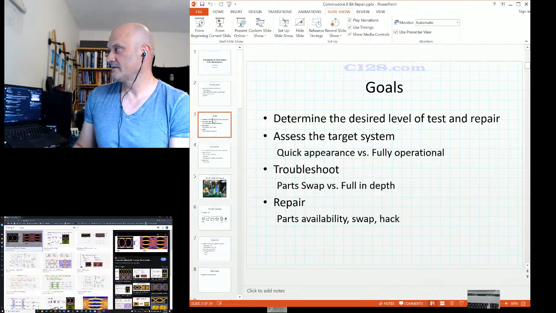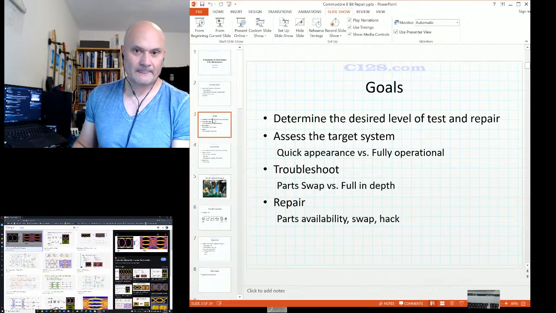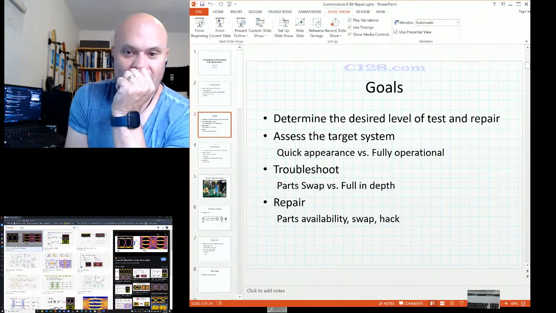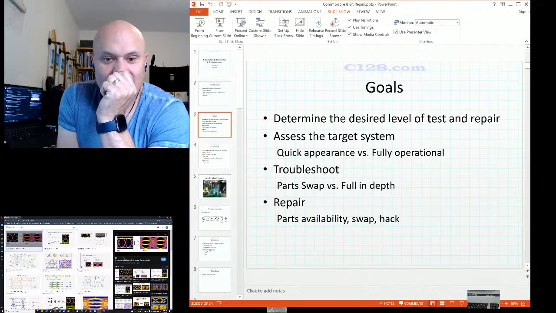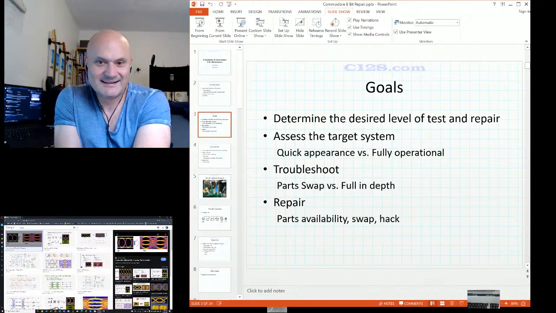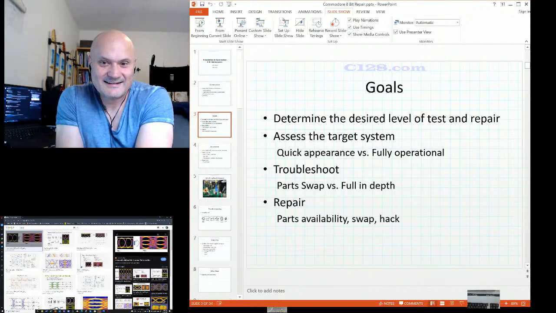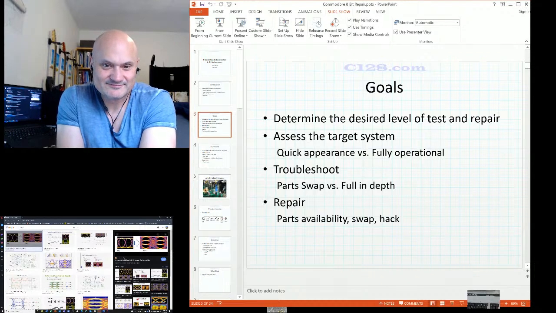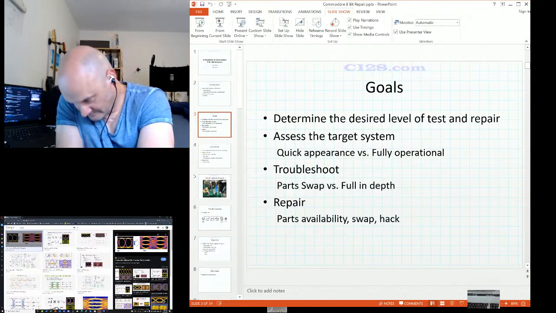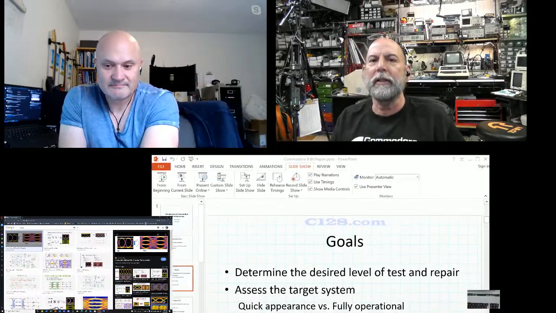So in the class, we determined, well, what's your goal for your desired level of test and repair? Do you just want to see it working, or are you after a full restore of it? Are you trying to fix the actual components themselves, or is swapping available? And a lot of people with the C64s these days, they have to do swaps. And we did that as well in the lab.